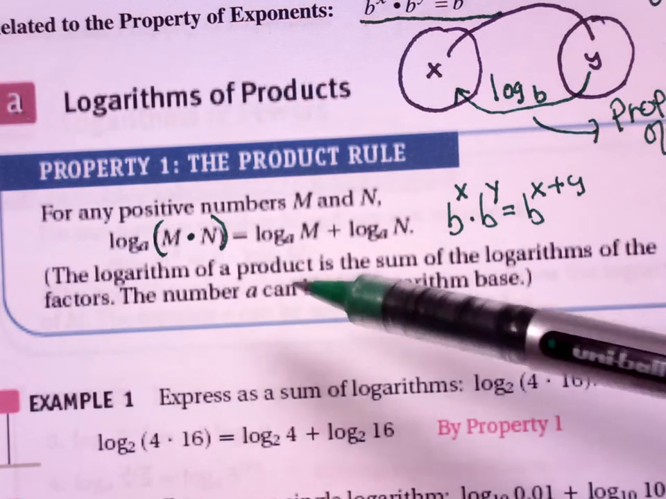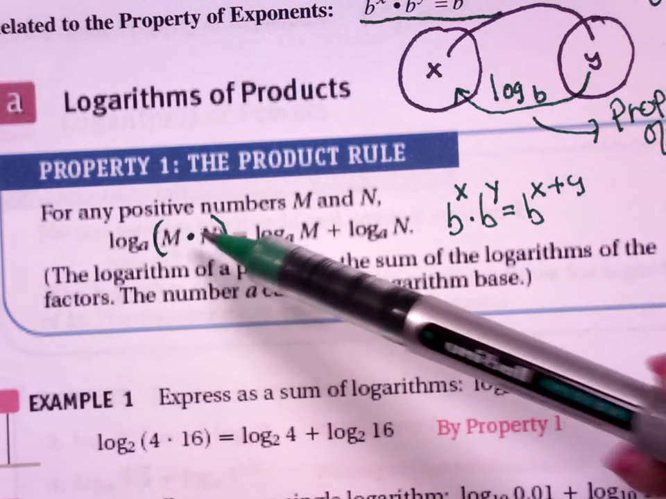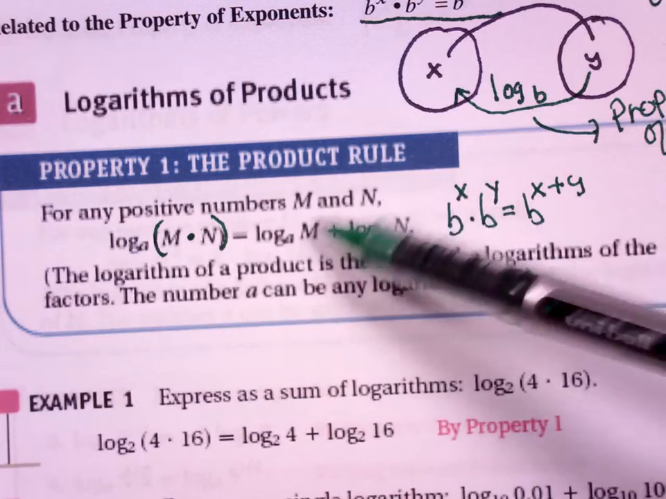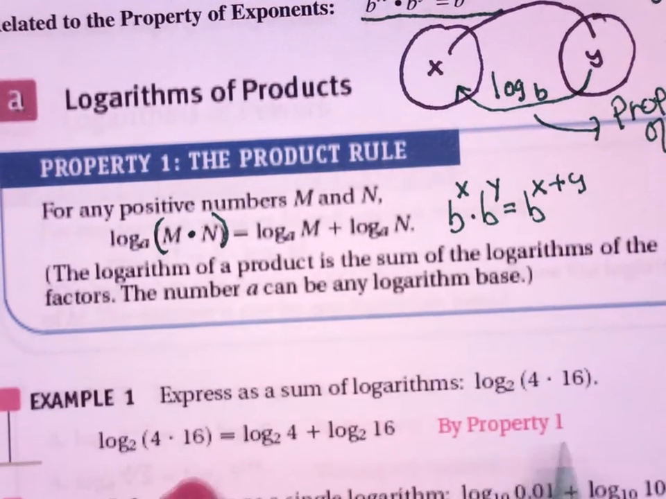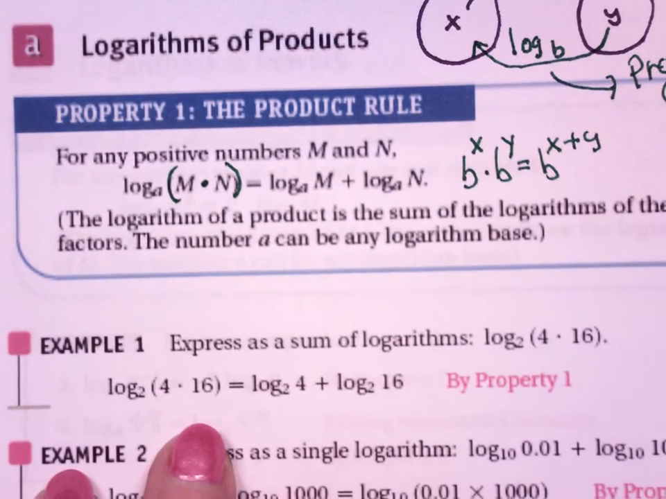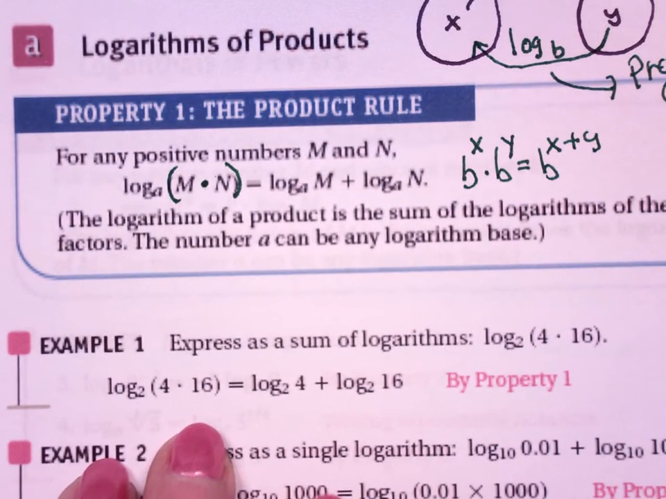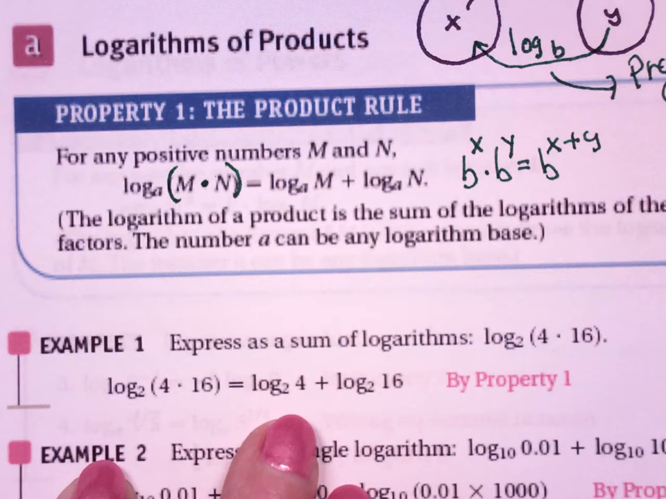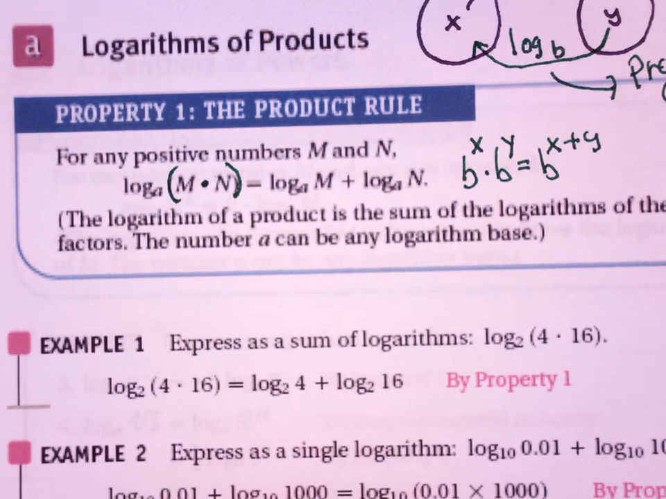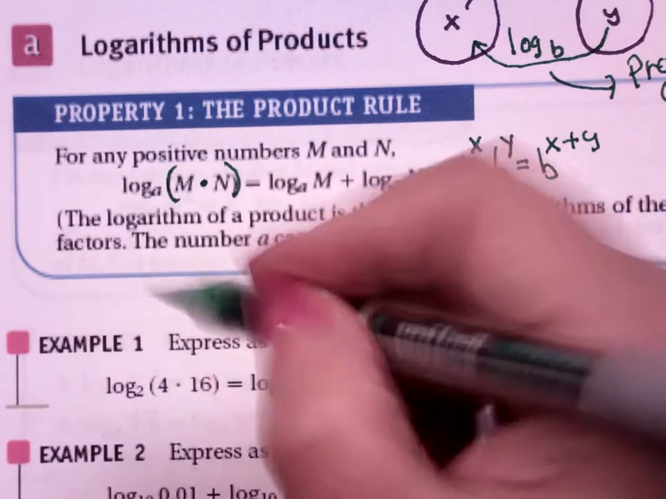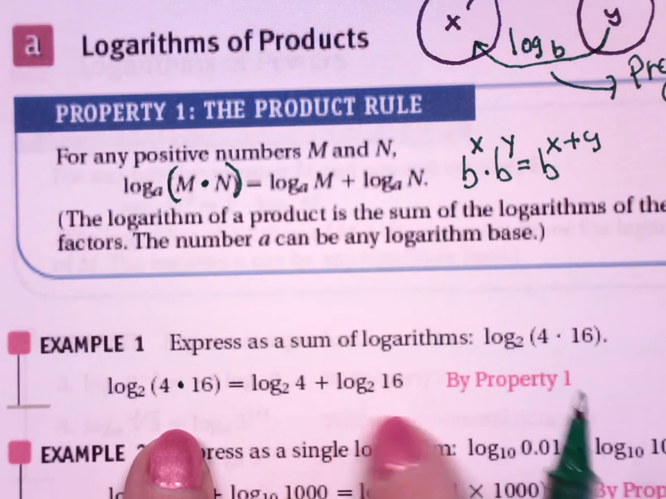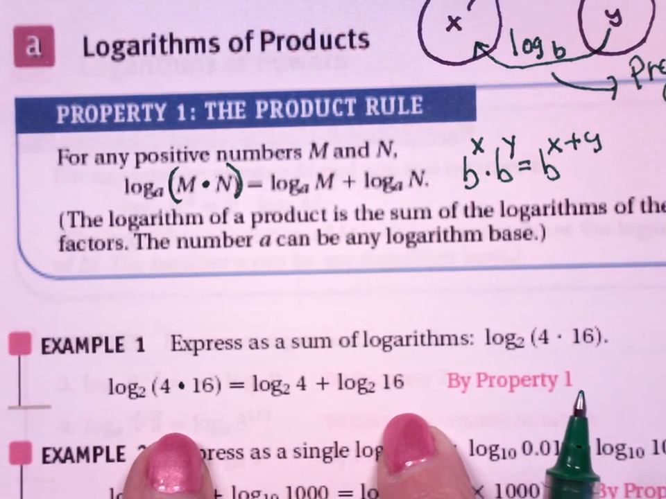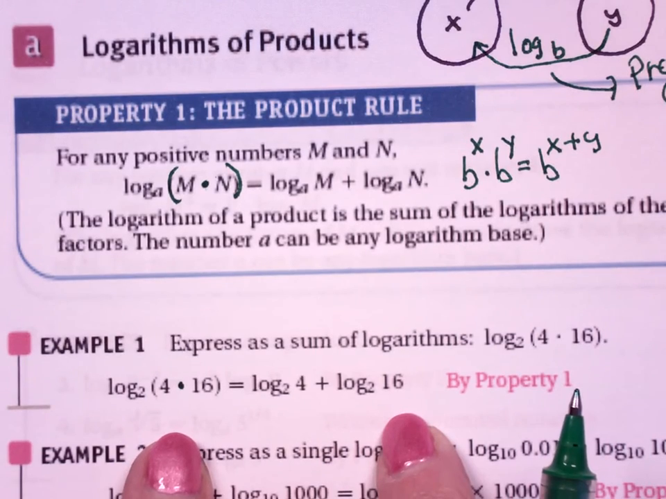And so that says the argument is a product, and it turns into the sum of the individual factors. So if I have the log base 2 of 4 times 16, it's the log base 2 of 4 plus the log base 2 of 16. I have the product of two things. It becomes the sum of the logs of the individual factors. That's the rule.